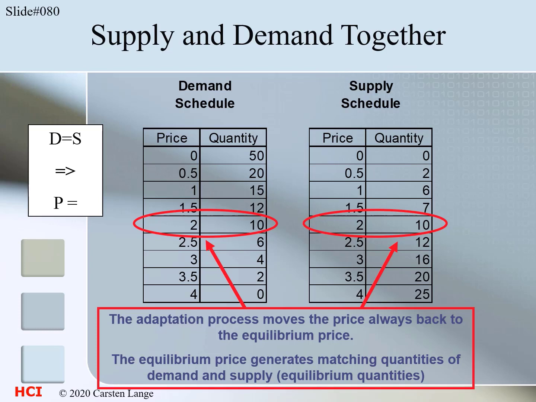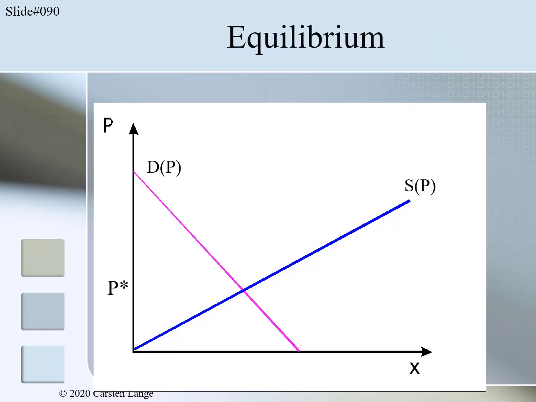In the following slides, I will present the adaptation process again, using a graphical approach. Note that there is nothing substantial new. It's just a different way to present the adaptation process. The demand and supply behavior of the market is represented by the demand curve and the supply curve, rather than the demand schedule and supply schedule in the example before.